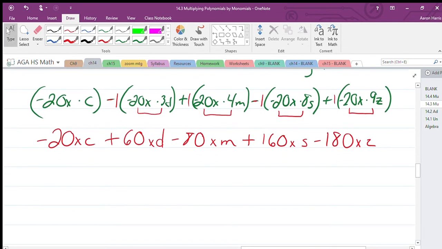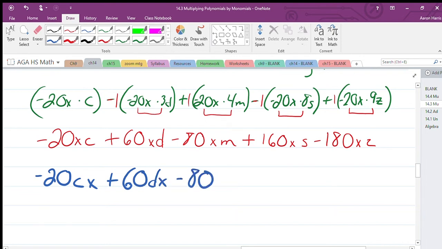Now, we can't leave it like this. Why? Because the rules say that we should put everything in alphabetical order and from greatest power all the way down. Well, all the powers are 1, so we're good there. So this really should read negative 20 c times x plus 60 d times x minus 80 m times x plus 160 s times x minus 180 x times z. See how I just put that in alphabetical order? There we go.